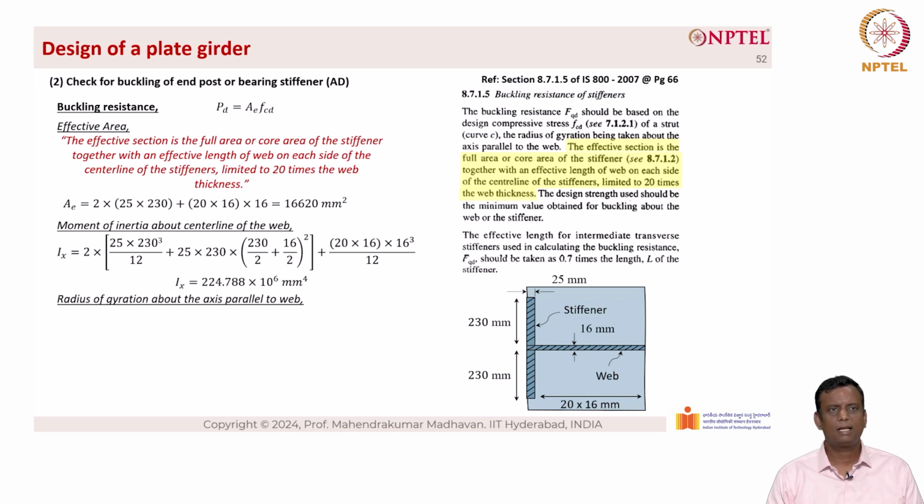Now let us calculate the radius of gyration about the axis parallel to the web. So Rx equal to root of Ix divided by Ae, which is equal to 224.788 into 10 power 6 divided by 16620. So the value is 116.3 millimeters.